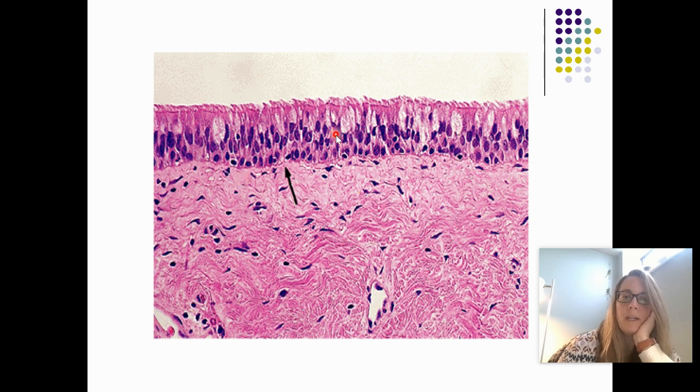So here's another picture of the ciliated pseudostratified columnar epithelial cells. This is the cilia up here. This is the lumen or the opening. This would be the apical or free surface. This would be the basement membrane sitting on top of connective tissue.